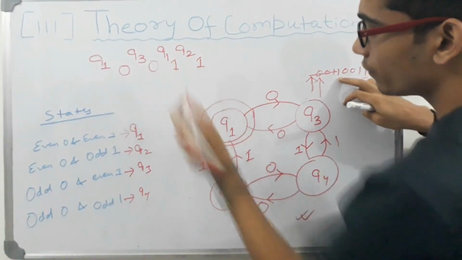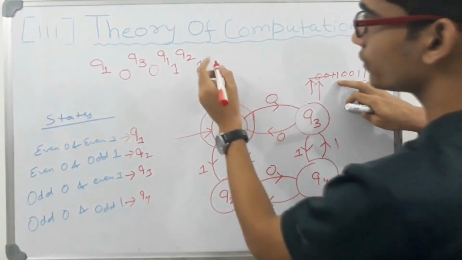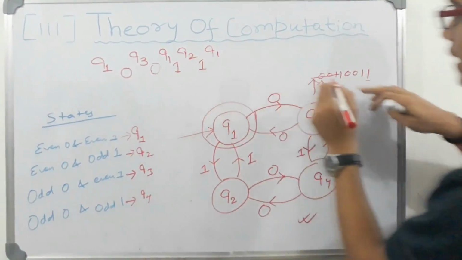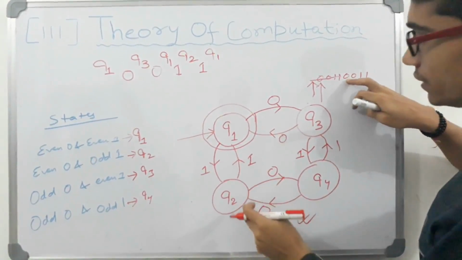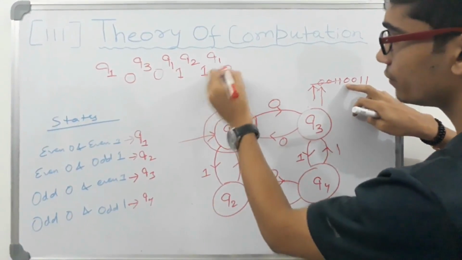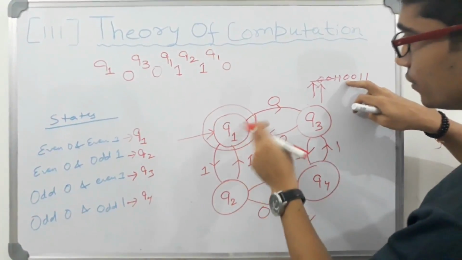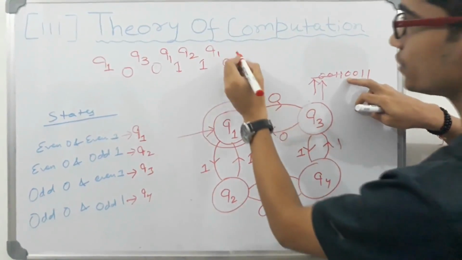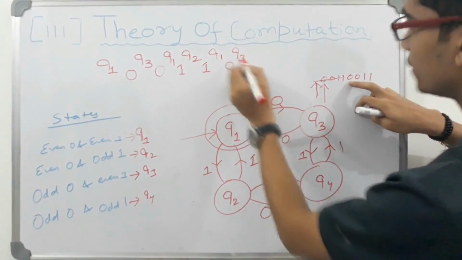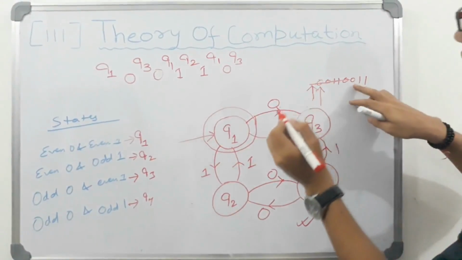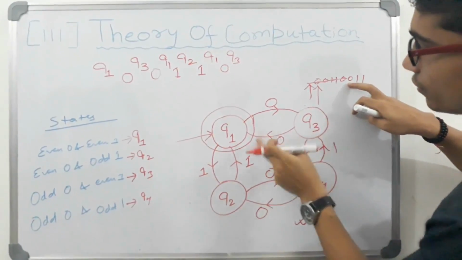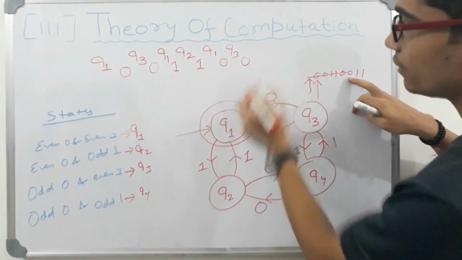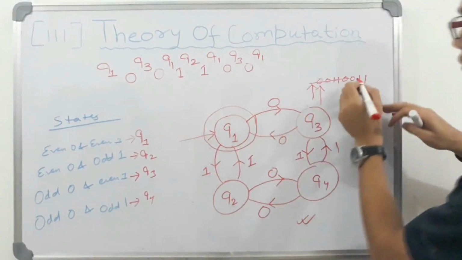So where will we go? From Q2 to 1, again we are going to Q1. I have seen this one, again I have encountered a 0. So from Q1 to 0, I am going to Q3. Again this one is done. Now we have a 0, again a 0, so from Q3 to 0, I will go to Q1. This 0 is done.